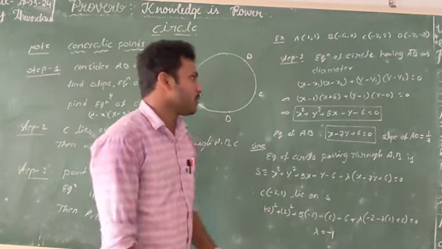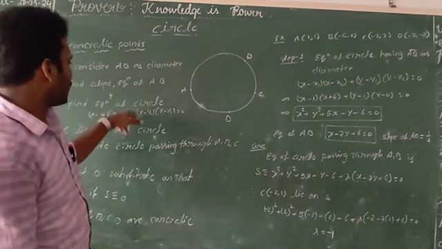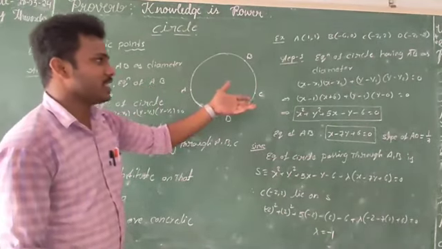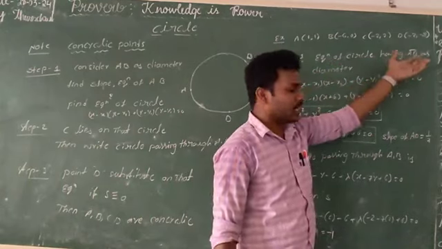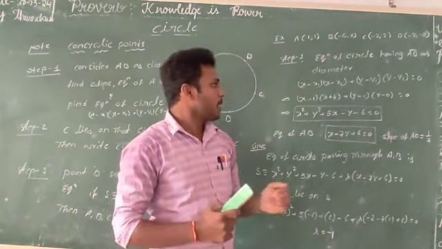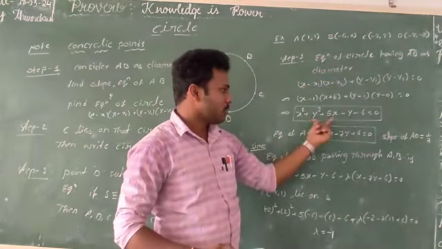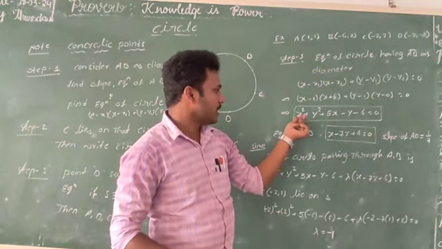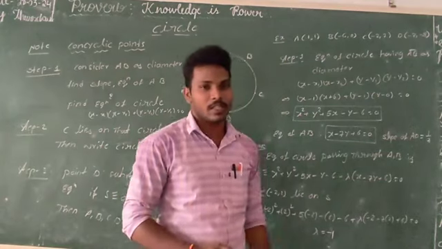What is step 1? Find the slope and the equation of AB and the equation of the circle. So I take AB as diameter, I consider A and B, these 2 points as endpoints of the diameter. So by using the equation form, I can find the equation of the circle, that is x square plus y square plus 5x minus y minus 6 equals 0.